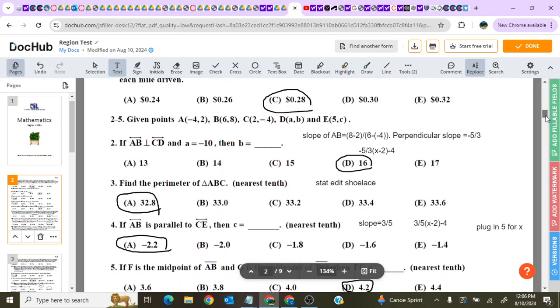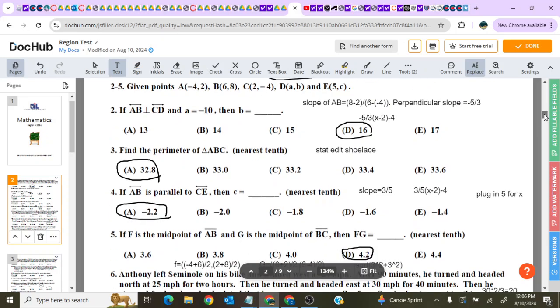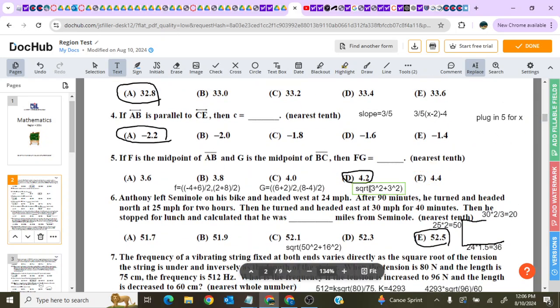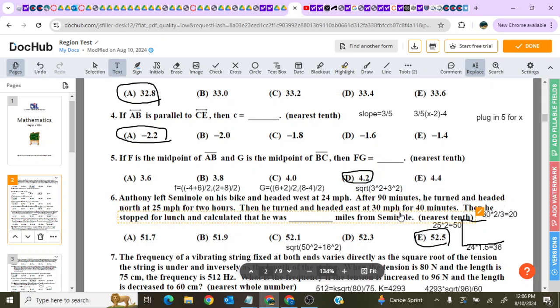If F is the midpoint of AB and G is the midpoint of BC, then FG is what? Okay, well, you need to figure out the midpoints of these 2 points. So midpoint of AB is the average of the x and the average of the y. So 1, 5. And then the same thing for BC. So 4, 2. Then you use Pythagorean theorem based on that. And so the change in x is 3. The change in y is also 3. So square root of 3 squared plus 3 squared is 4.2. Because it goes from x equals 1 to x equals 4 and y equals 5 to y equals 2.